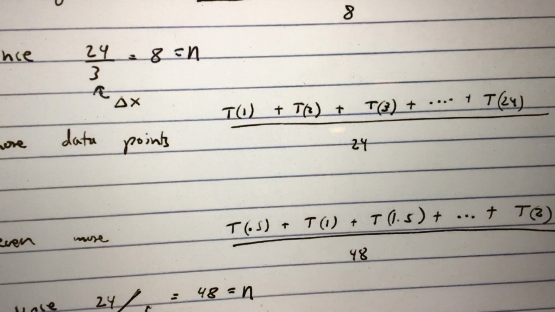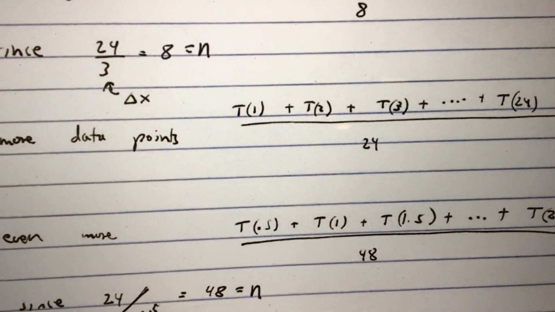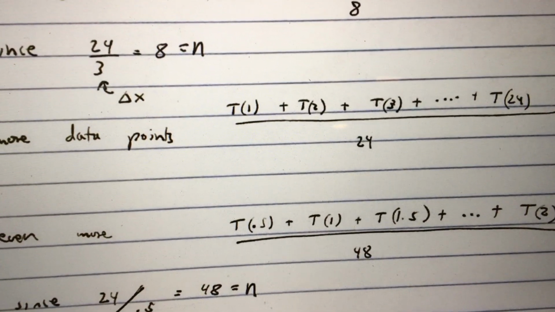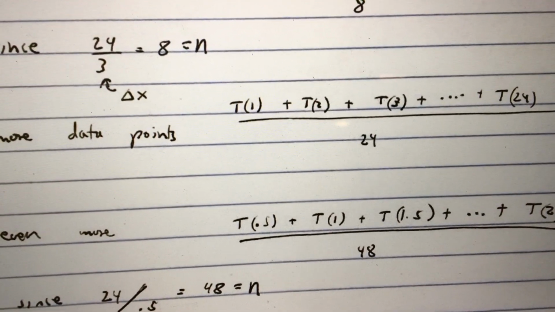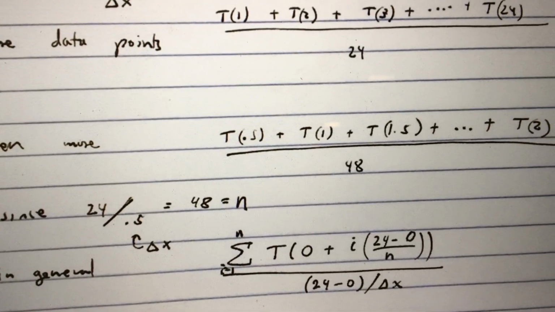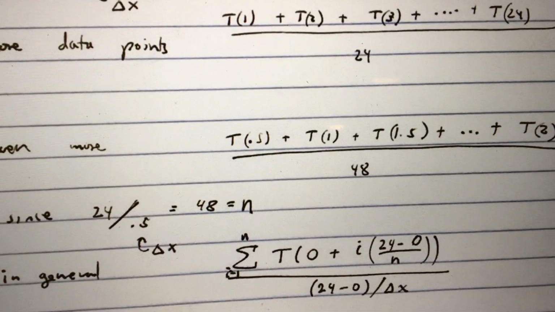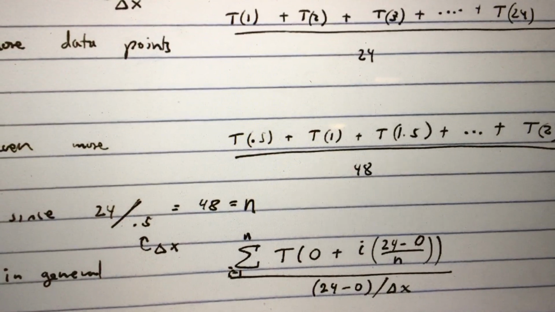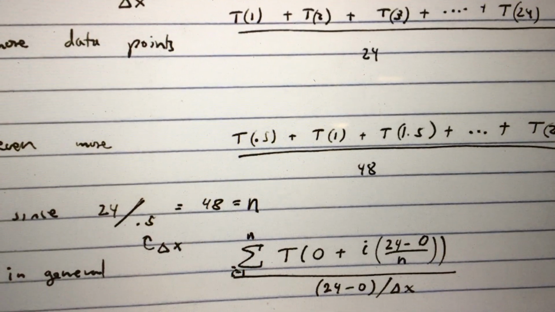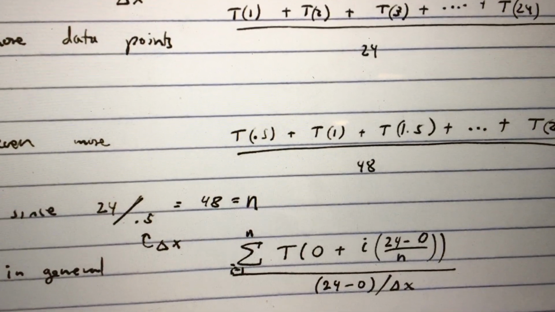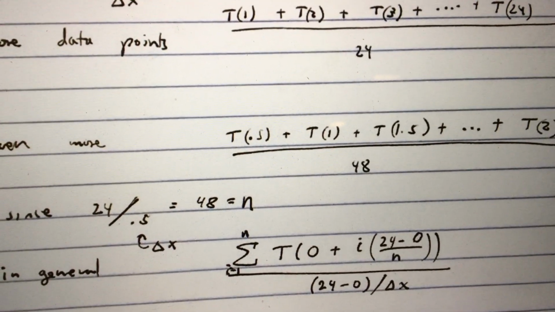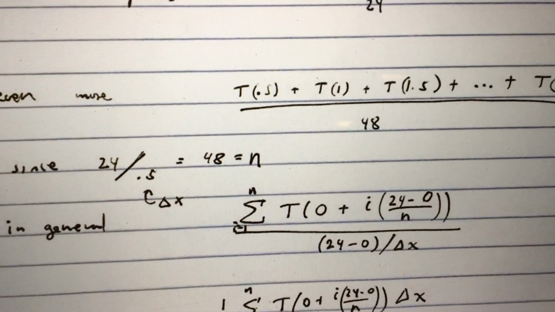So if that last one is T of 24, then there's 48 total measurements, which you can tell because it's every half hour. Or if you wanted to figure out how to calculate that, you'd take the total amount of distance or time here and divide it by 0.5. And when you divide by change in x, divide by 0.5, that's like times 2, so you get 48 as the n.